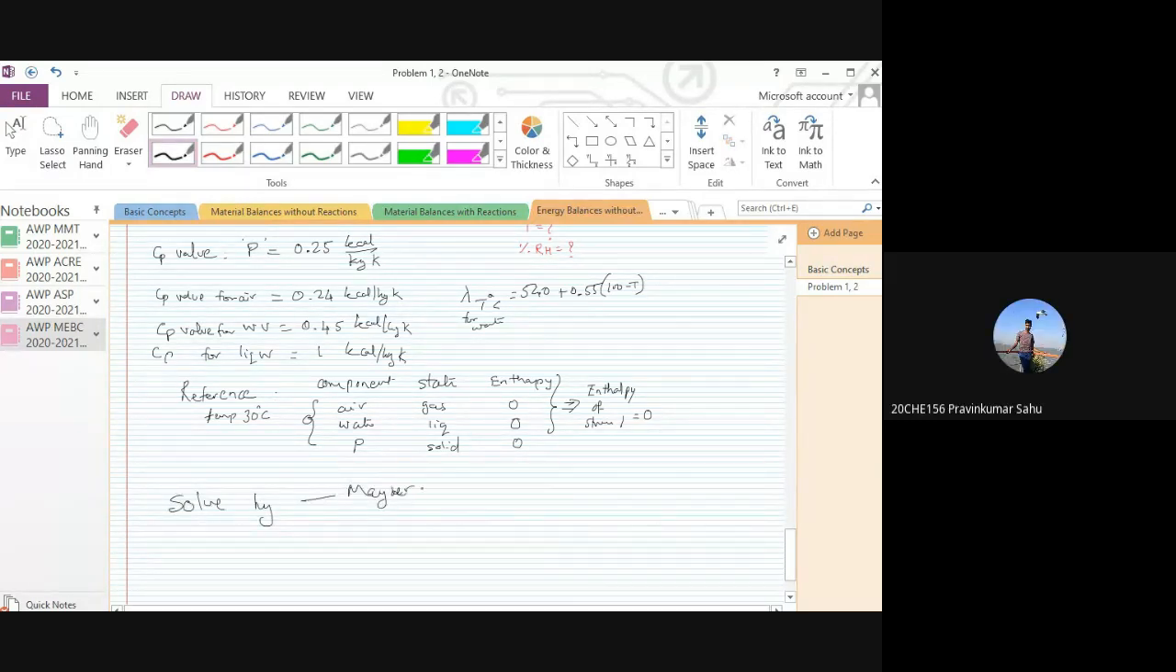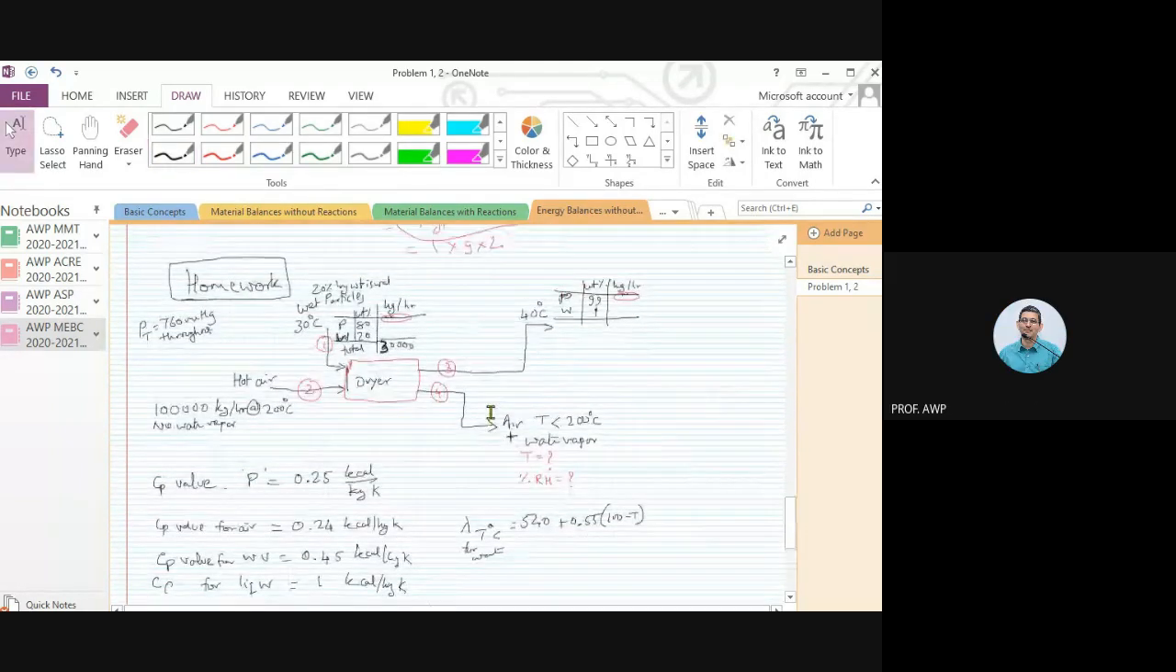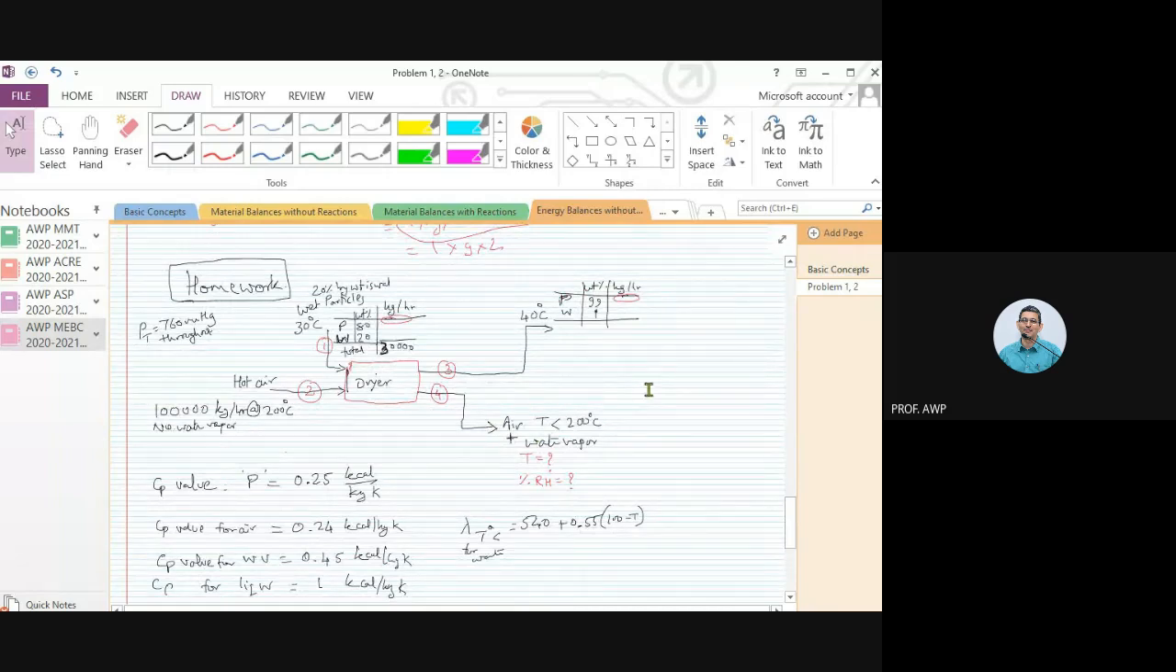Sir, one question I have. Sir, the stream 3 and stream 4 will have the same temperature, right? Stream 3 and stream 4 need not be. It need not be. I have never told you that heat transfer is complete, that they have reached thermal equilibrium. I have never made such statements. Air going out can be at a different temperature. Solids, dried solids going out can be at a different temperature. Praveen, is that okay? Okay, sir.